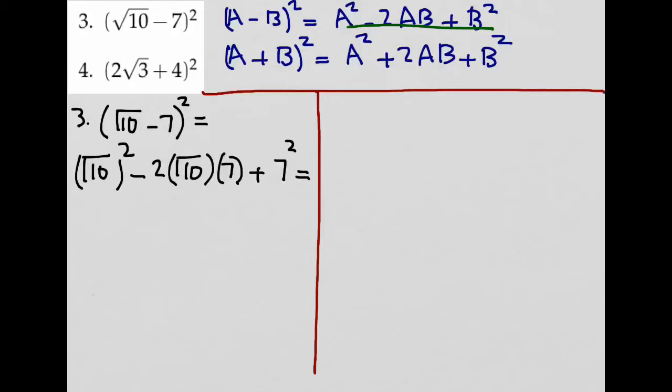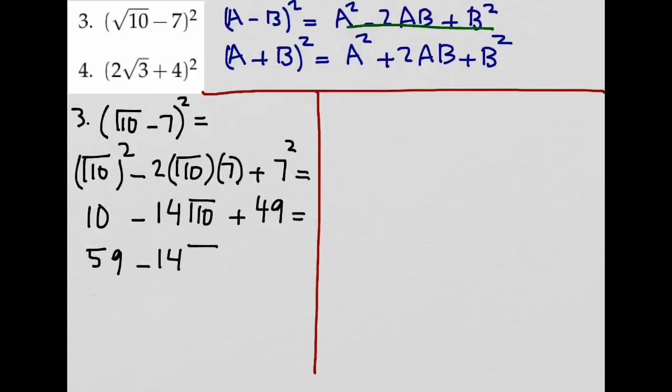Square root of 10 squared is 10, minus 14 square root of 10, plus 49, and that's equal to 59 minus 14 square root of 10.